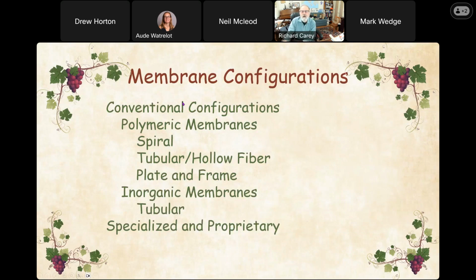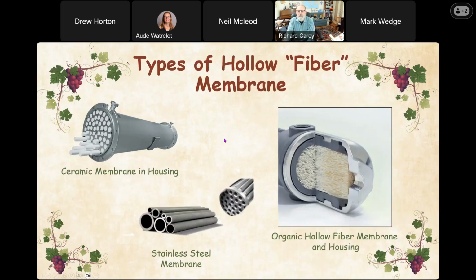So there are different configurations of crossflow filters, and we've got polymeric membranes, we've got spiral membranes, and when we finish here, off of the screen, I'll show you a diagram of something so that you can get an idea about this. There are tubular membranes or hollow fibers, there's plate and frame membranes, there's inorganic membranes, and there's other specialized ones that we have. So let's go through this.